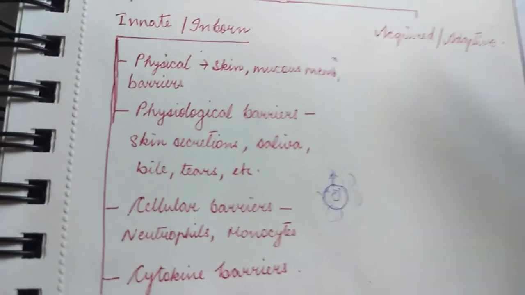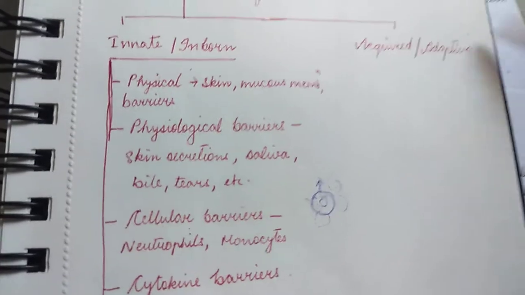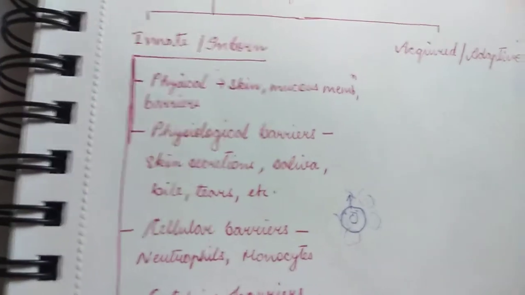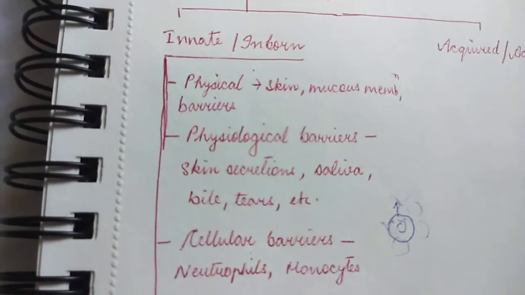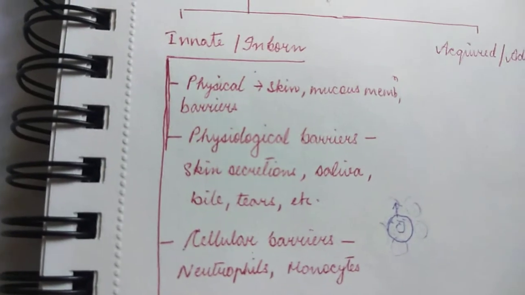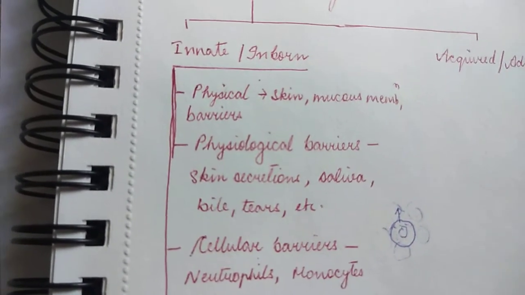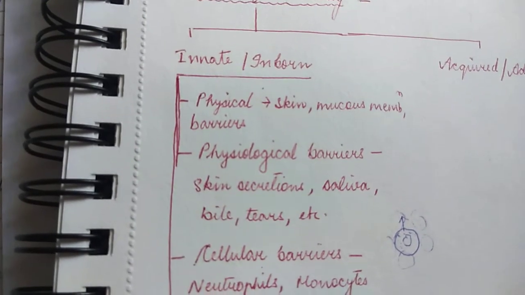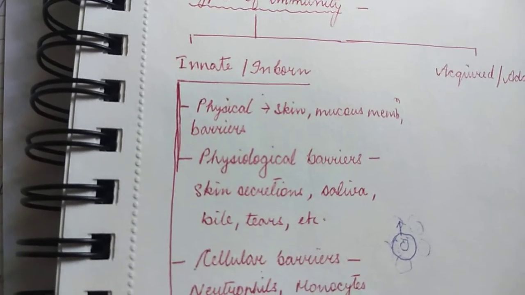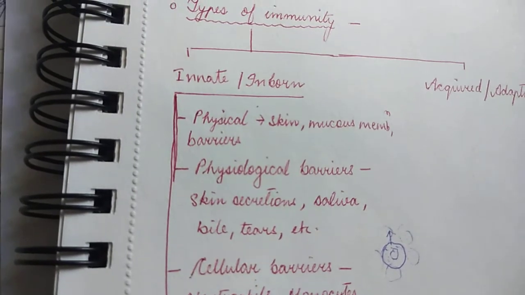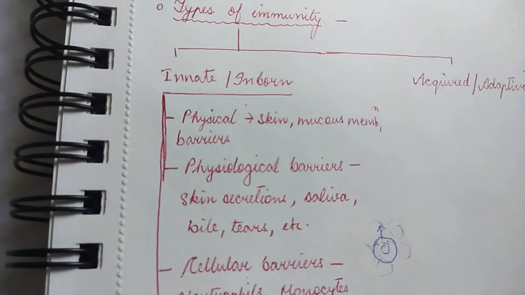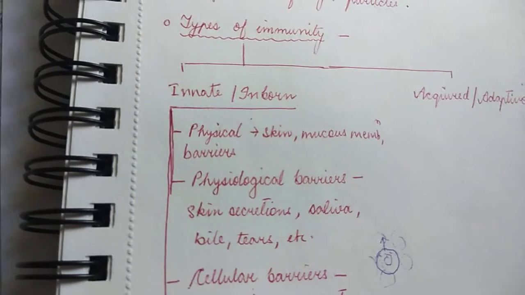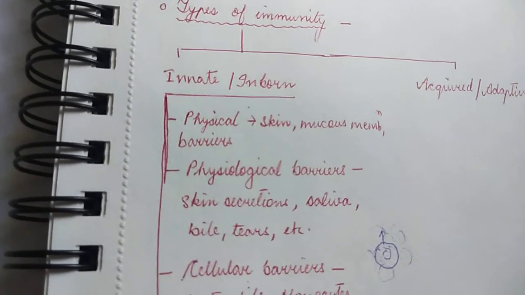Next comes acquired immunity. Acquired immunity is the immunity which an organism acquires after birth. After birth, when a human being comes in contact with antigens, our body starts producing chemicals. These are highly specific in nature.